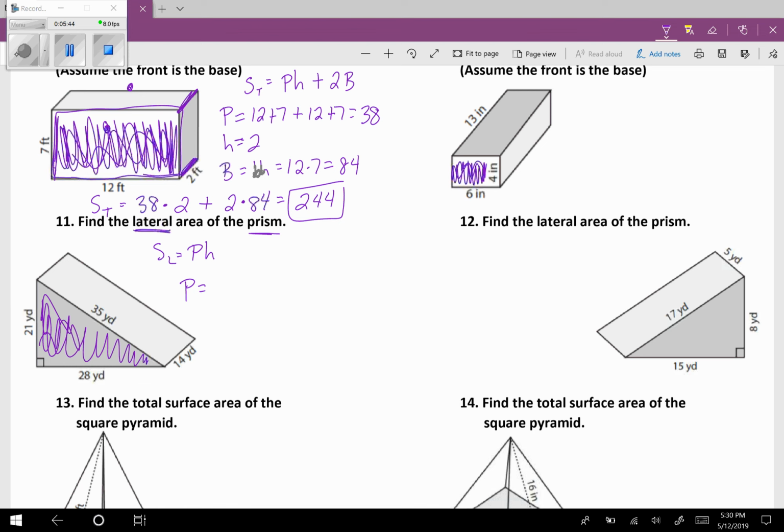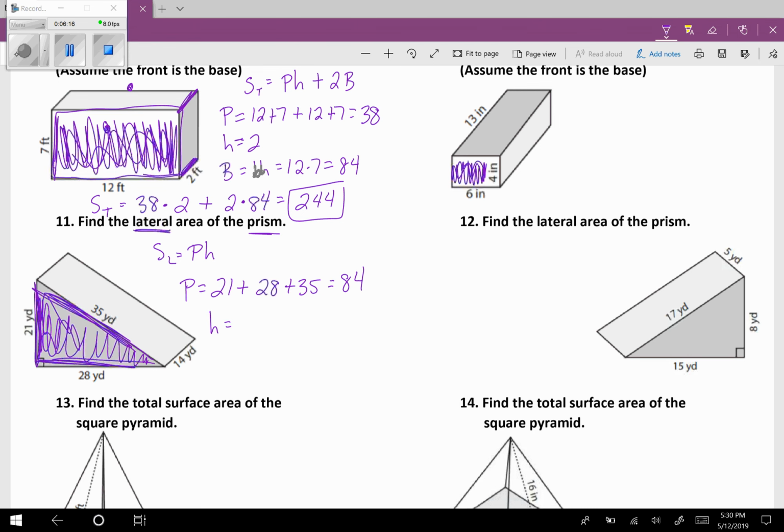So the triangle, we can see it's got a side that's 21, a side that's 35, and a side that's 28. So we need to add those together. So 21 plus 28 plus 35. Okay, and so when you add those, you get 84. So again, guys, we're going to ask you about lateral surface area of what kind of shape? Triangular prism.